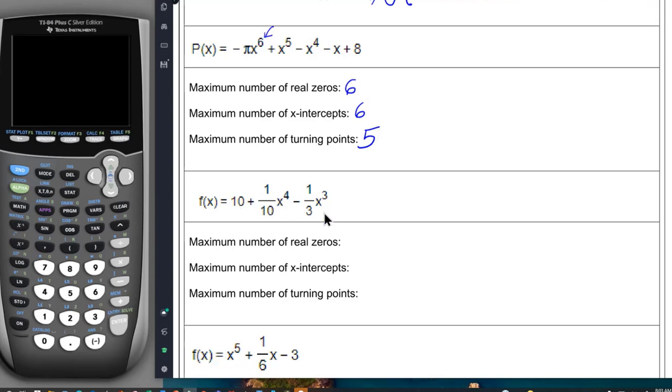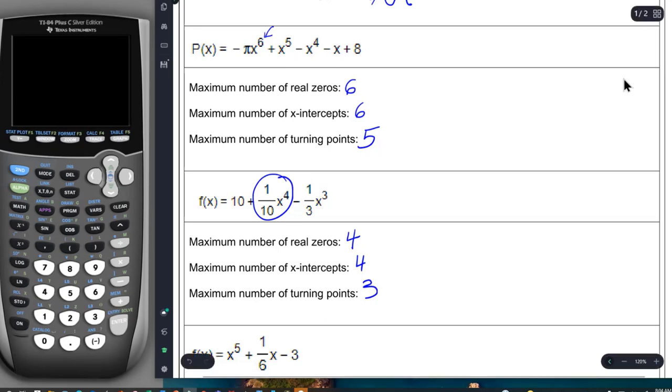Here, these terms are out of order. That should be the first term because it's the highest power term. That should be the leading term. And that tells us that the maximum number of real zeros is 4, the maximum number of x-intercepts is 4, and the maximum number of turning points is 1 less than that, which is 3.